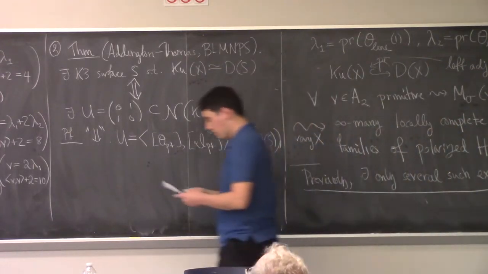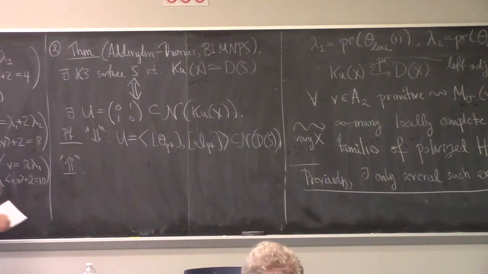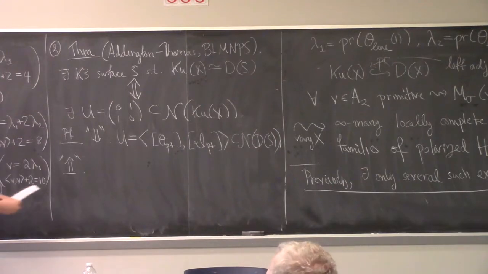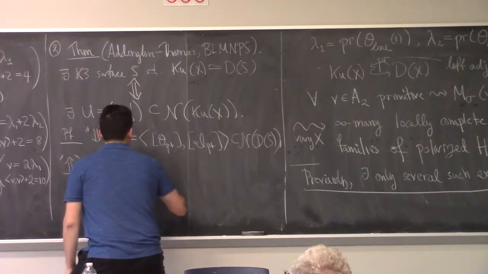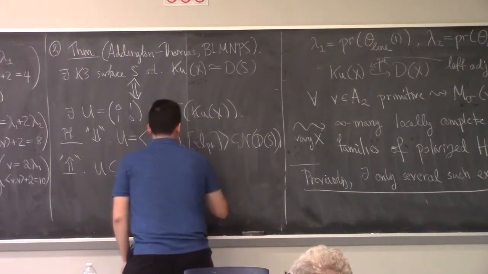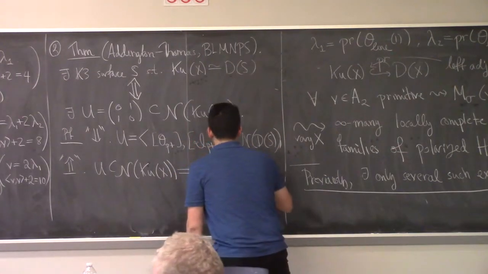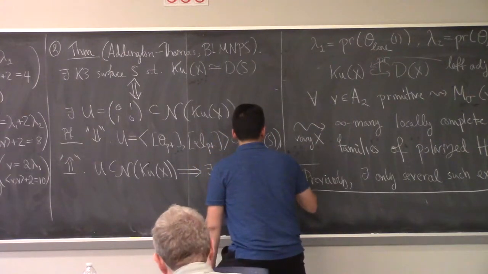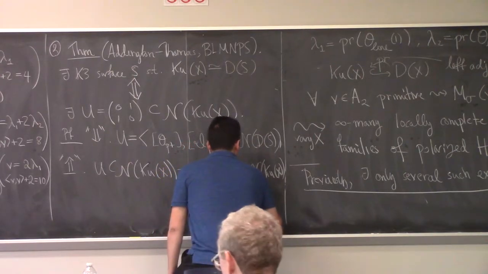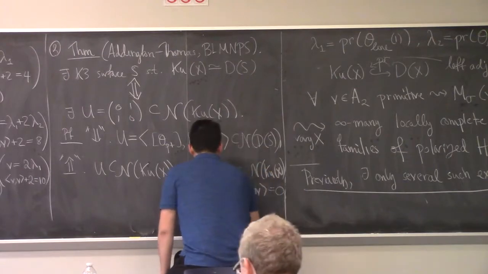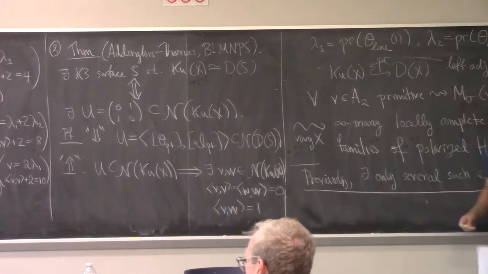The interesting implication is the upward implication. Okay, so let's assume that we have this hyperbolic plane inside of N of Q of X. So literally what that means is that there exist vectors v and w in this lattice with the property that v paired with v and w paired with w is equal to 0, and also v paired with w is equal to 1. I just wrote exactly what it means to contain a hyperbolic plane.